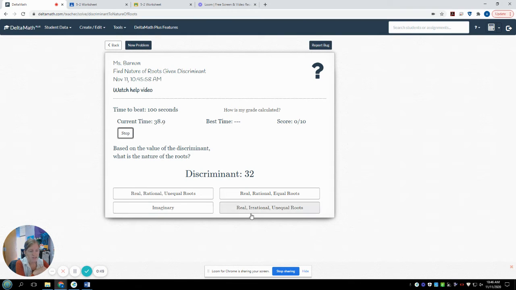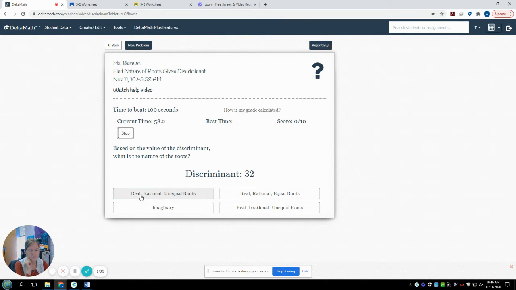If they have real, rational, equal roots, equal means it was the same number. So like if the discriminant is 0 where you have one solution, that's where it says equal roots. So then these diagonal ones, these are the ones that are different.